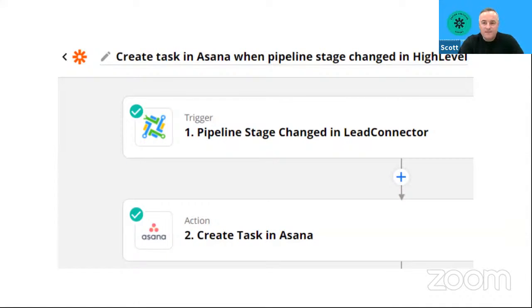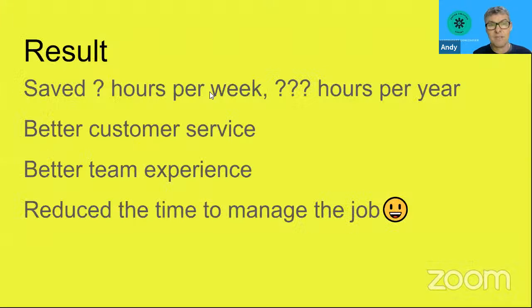Nice. Cool. So this is one of the Zapier screens for the example I just showed you. For Scott, his CRM is GoHighLevel, and so when a pipeline stage is changed inside that CRM, there's an action to create a task in Asana. So that's how that works.